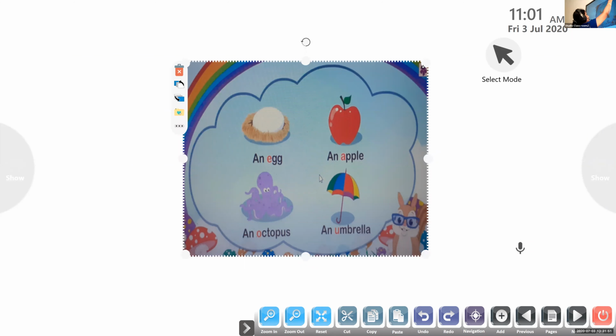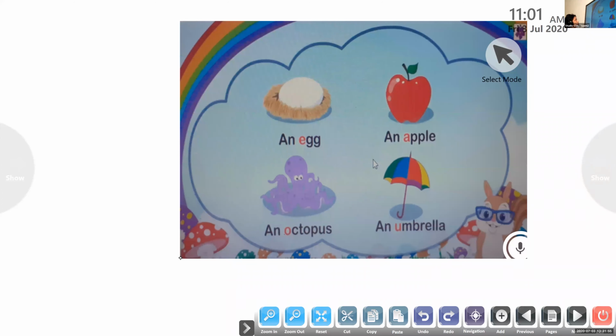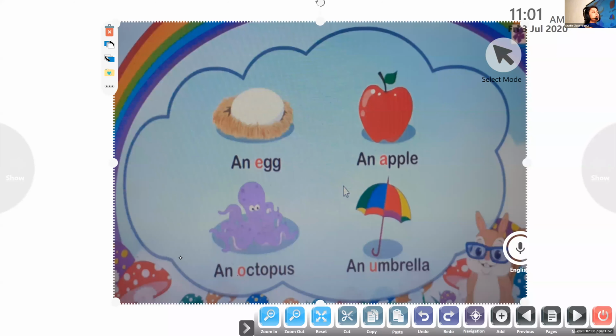Look at the screen, all of you. Is that clear to everyone? Can you see the screen, children? So, here are a few words which begin with a vowel or a vowel sound. Here are the words.